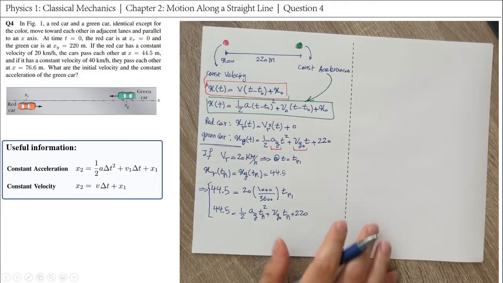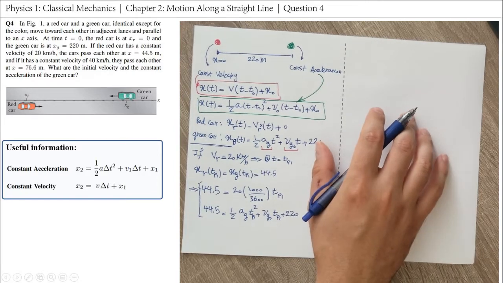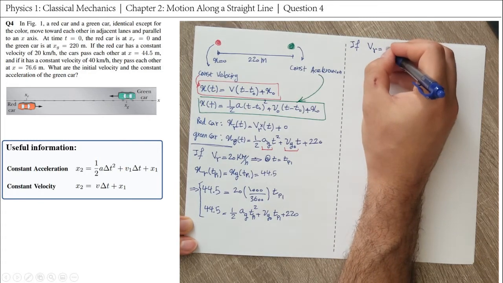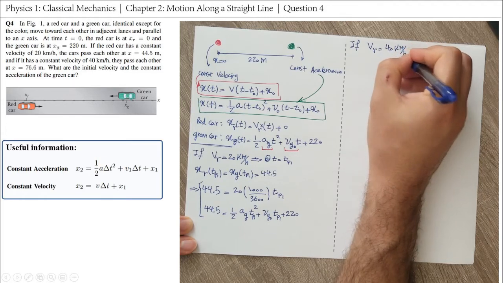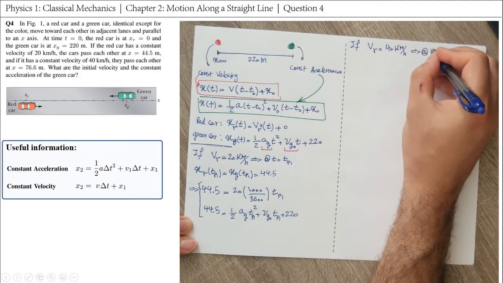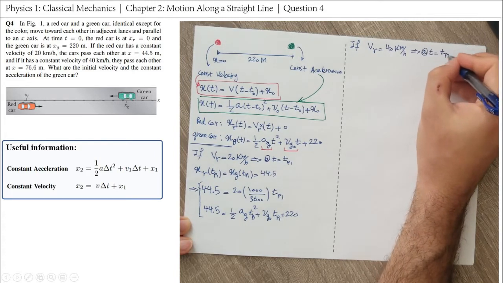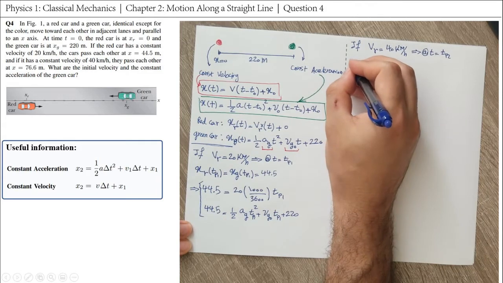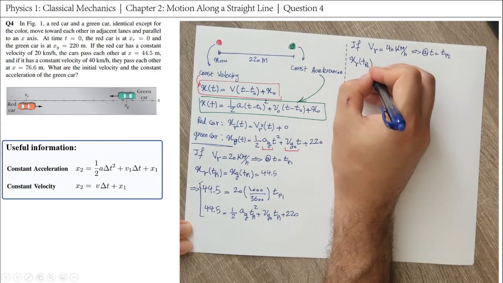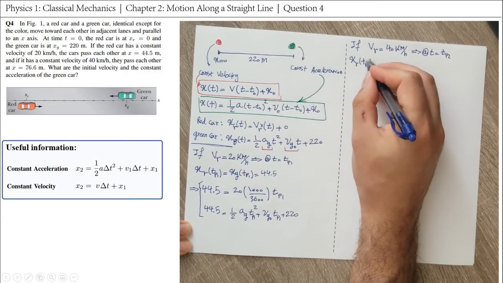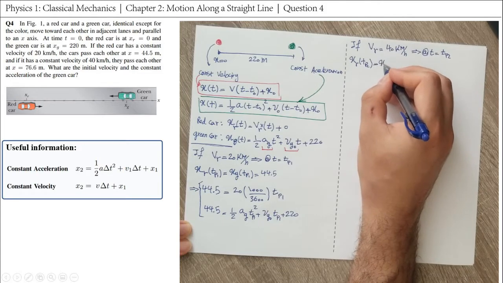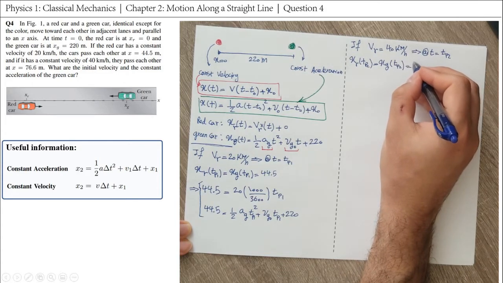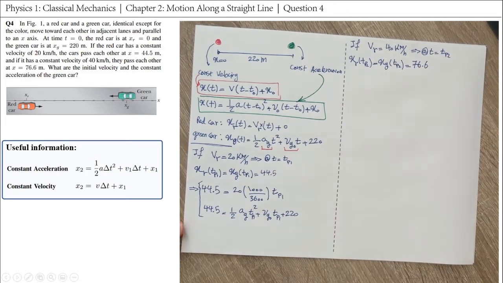Okay, now let's move to the second case, and the question states that if the velocity of the red car is equal to 40 kilometers per hour, what's going to happen is that at a certain time, at t equals, let's call it tp2, the time that the cars will pass in the second case, xr at tp2, the position of the red car at t equals tp2, will be equal to the position of the green car at tp2, and it's going to be equal to, based on the question, 76.6. Okay, so this is the second case that the question is describing.